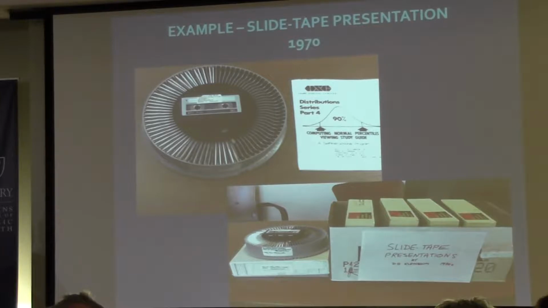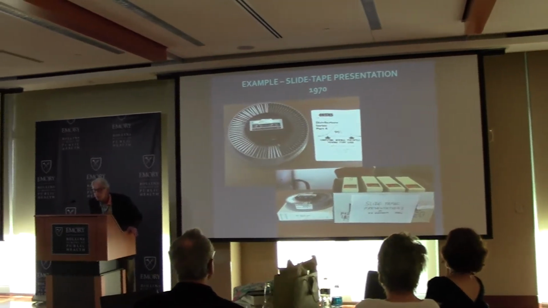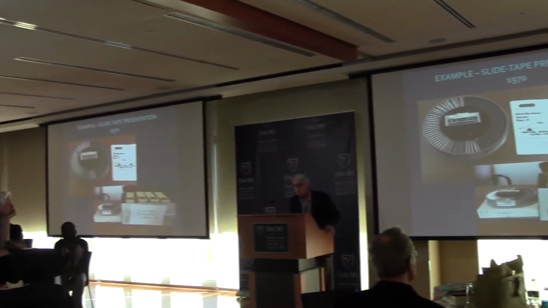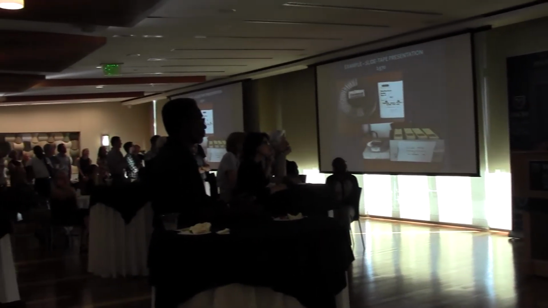The slide tape presentation basically was a bunch of slides and an audio tape. You had to have some library situation where you put in the audio tape and have the slides there, and you play the slide tape presentation and you'd be getting narrated on whatever the topic. This topic, what does it say? Distribution series part 4, and it has to do with computing percentiles of the normal distribution. And it was something that they wanted to learn about.